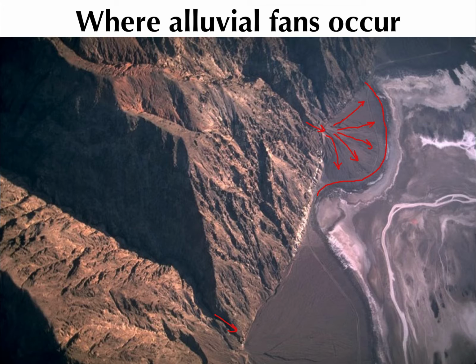This part of Death Valley is undergoing uplift along a normal fault, and that normal fault approximately lies right at the foot of the mountains here. And that's why we have very steep relief here.